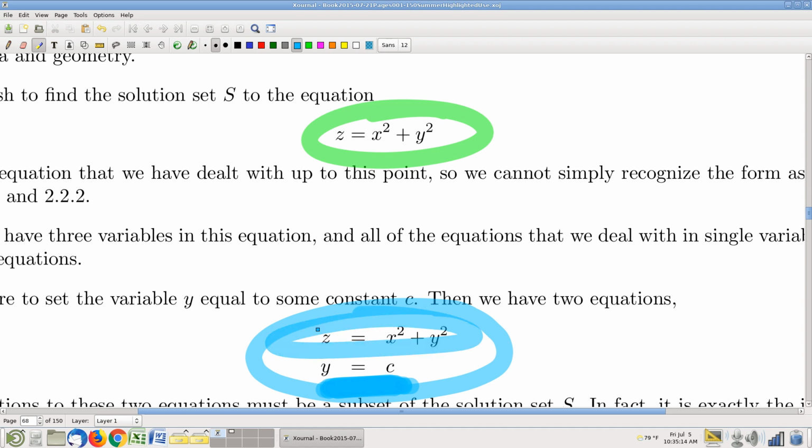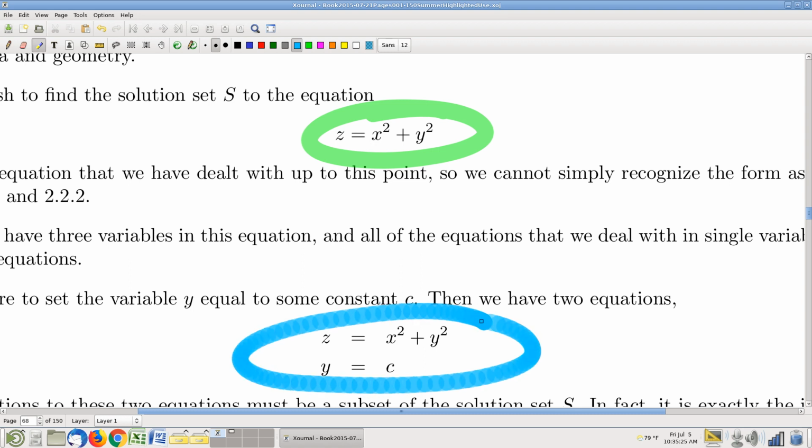This is a mystery surface. I don't know what that is, but I do know what this is. Y equals c. That's a plane. So what I'm looking at here is the collection of points that are on my mystery surface and that are also on this plane that I understand very well. Here's another way to say that. I'm looking for the intersection of my mystery surface with a plane that I understand very well.